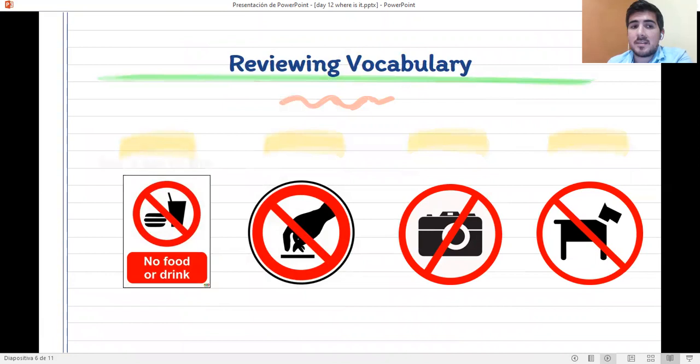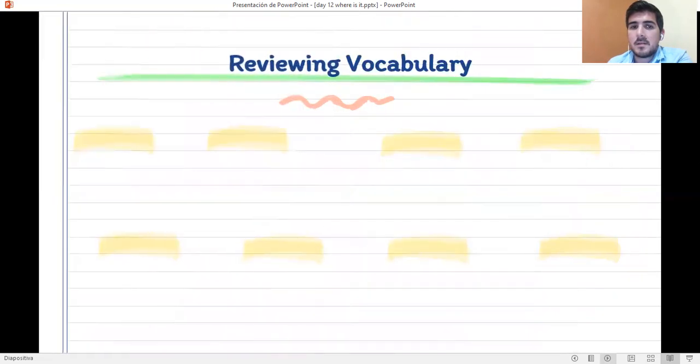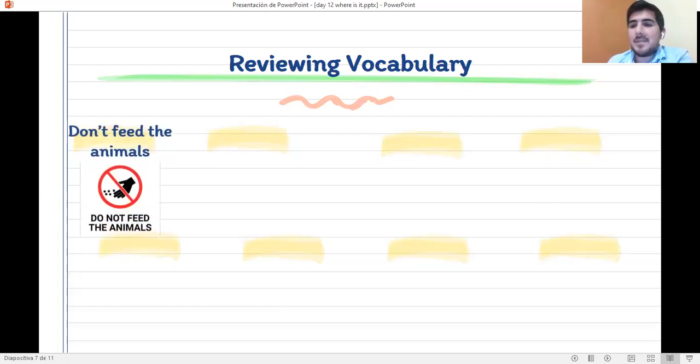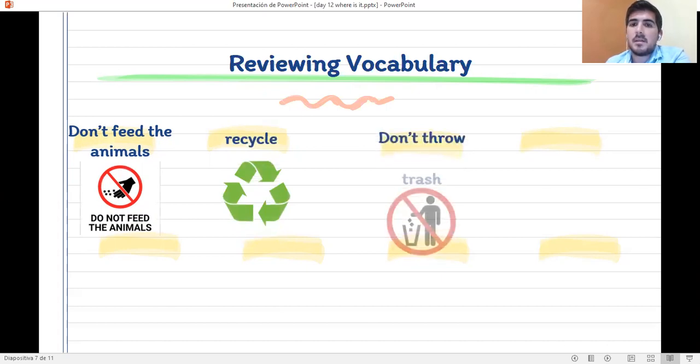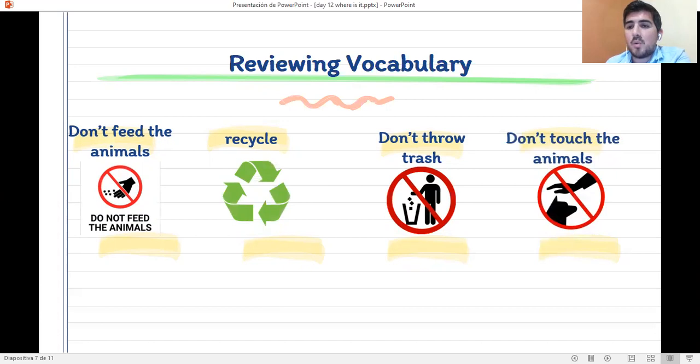Then we have more signs. Don't eat in the museum. Don't touch. Don't take pictures. Don't bring your pet. Now we have don't feed the animals, recycle, don't throw trash, don't touch the animals.